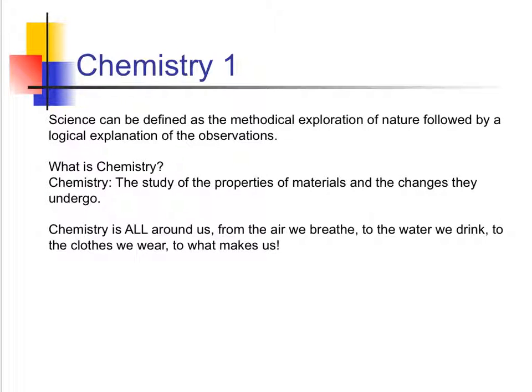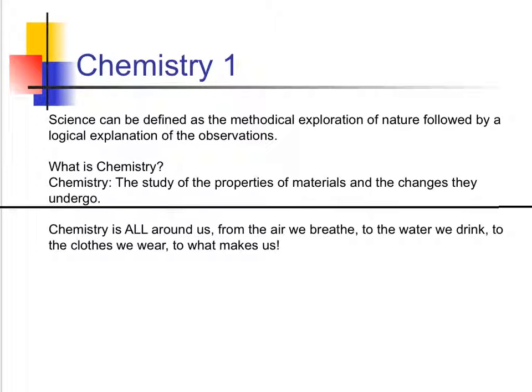We can define science a number of different ways. The very formal definition of science is a methodical exploration of nature, followed by a logical explanation of the observations. So what does that mean? That means that we are taking our time to explore the world around us, and then trying to explain what we saw in a logical way, in a way that makes sense to us.